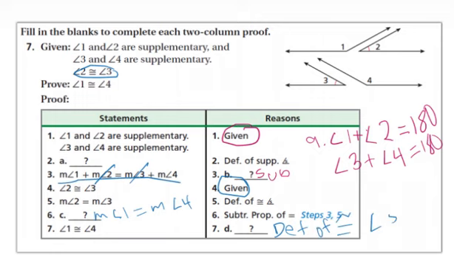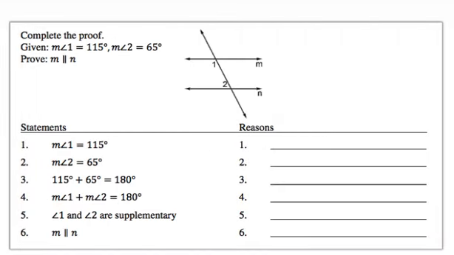All right, next one. Whew. All right, this one's a little trickier. We have less things to help us out. Here in the proof, we have angle 1 is 115, and angle 2 is 65. Now we have our statements, but we don't have our reasons. So statements 1, 2, 3, 4, 5, 6, we've got to come up with.